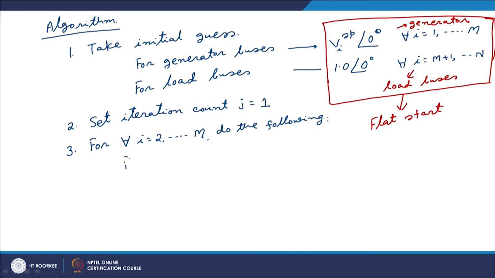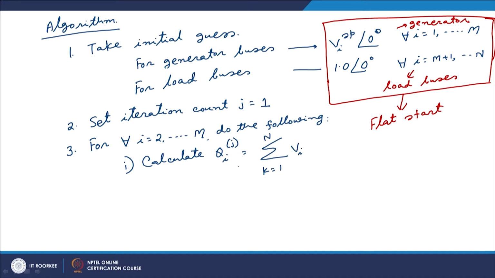One, calculate the reactive power injected by this bus. So, calculate reactive power injected by this bus. So, at jth iteration, how do I calculate? It is equal to summation k is equal to 1 to n Vi.